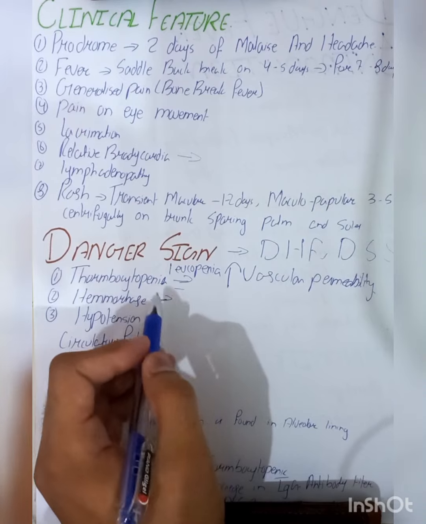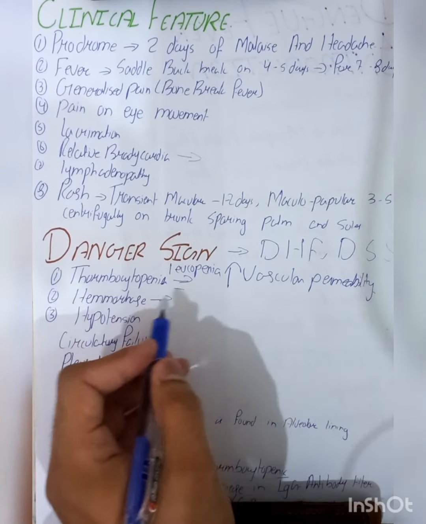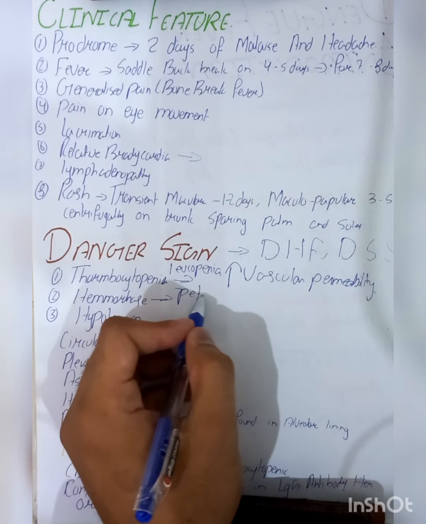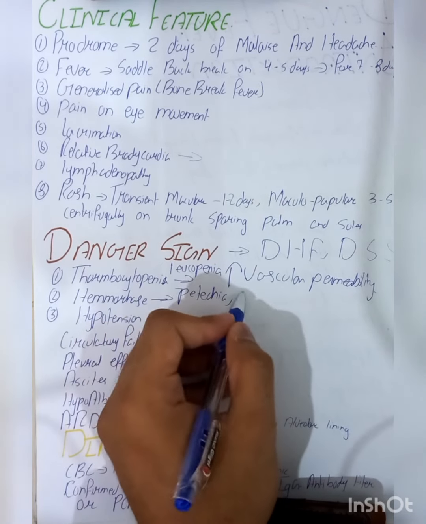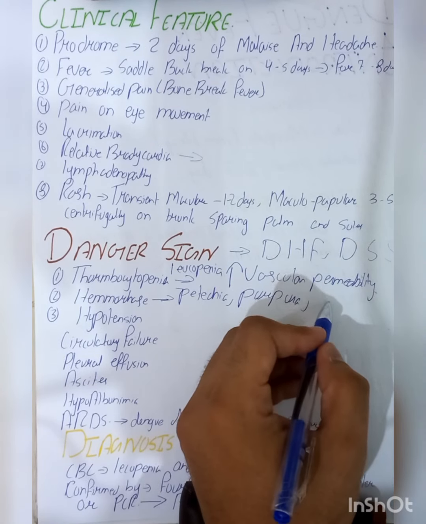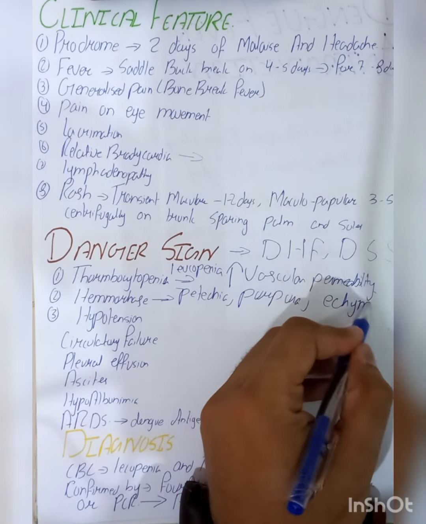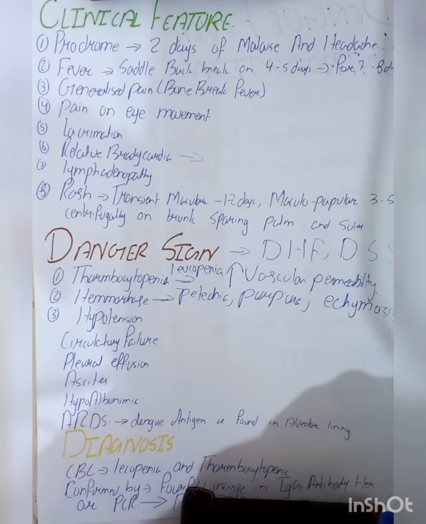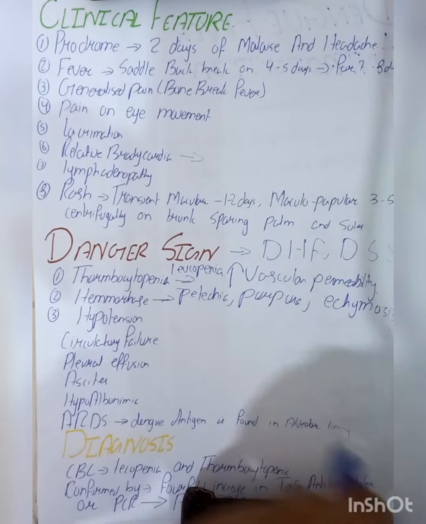And there is hemorrhage. Why will there be hemorrhage? As you know, thrombocytopenia is a major cause of hemorrhage, so there will be petechiae, purpura, ecchymosis. So these are all features of dengue hemorrhagic fever and dengue shock syndrome.